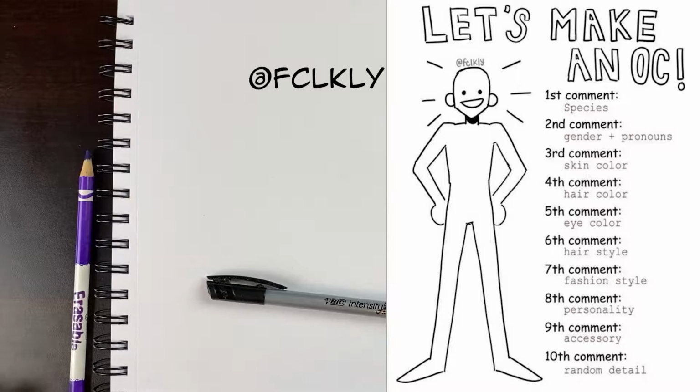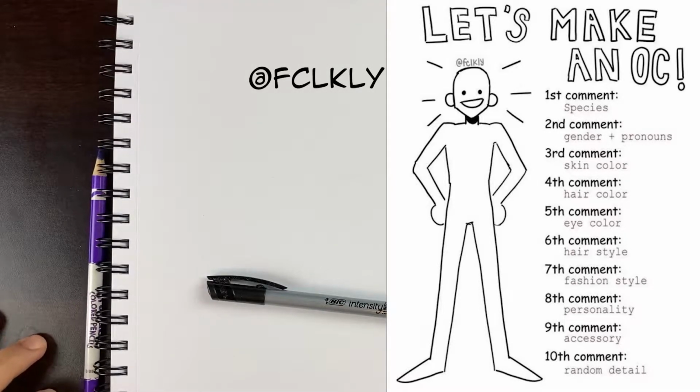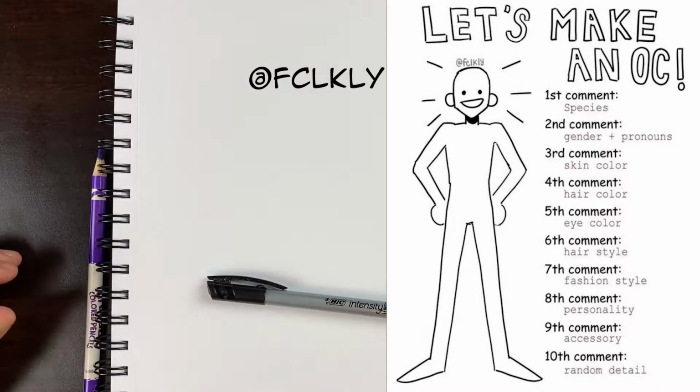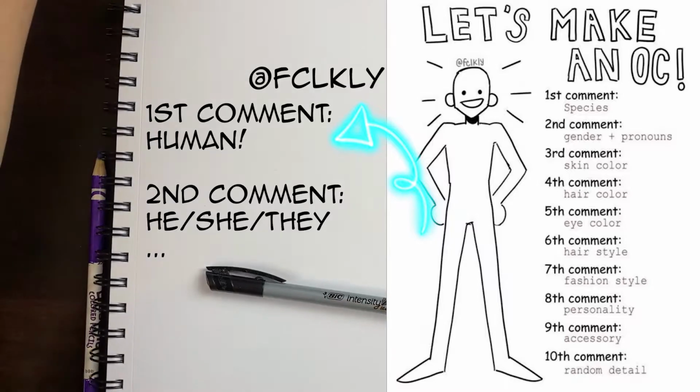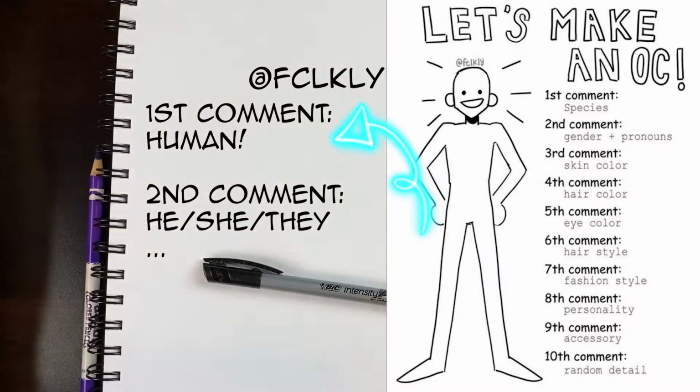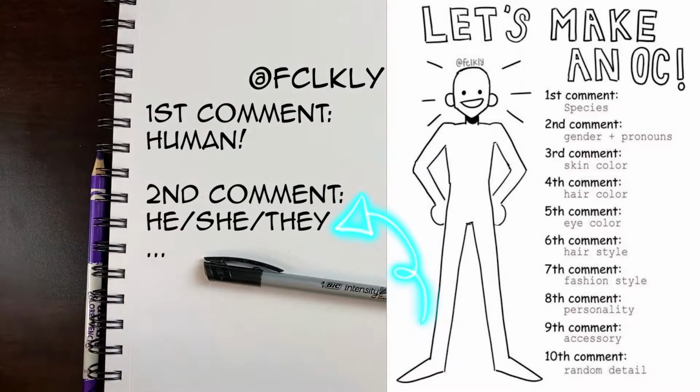Okay, so to quickly explain the Let's Make an OC prompt, you post the image and then the first comment correlates to what would go on the character. So for example, this says the first comment is the species. So the person who comments first would comment if they're human, if they're demon, etc. Second comment, gender and pronouns, and the second comment would do that, and then the third comment, and so on. So that's how it goes.